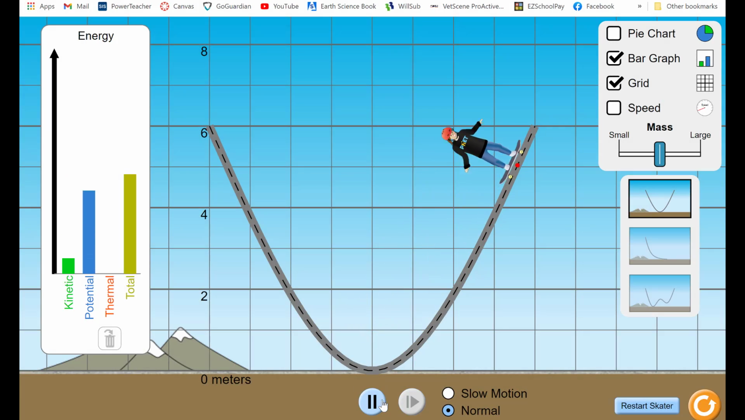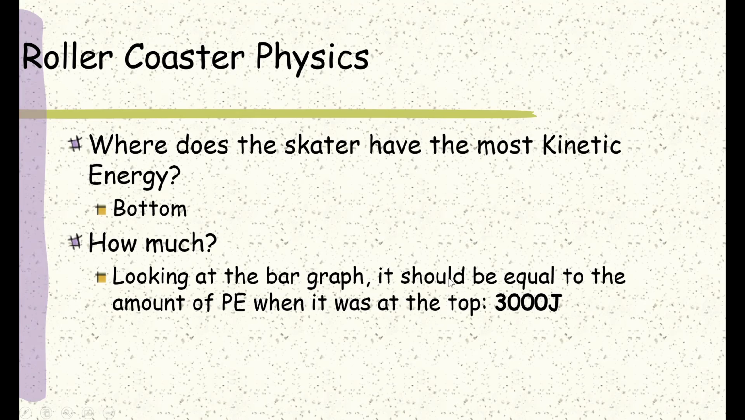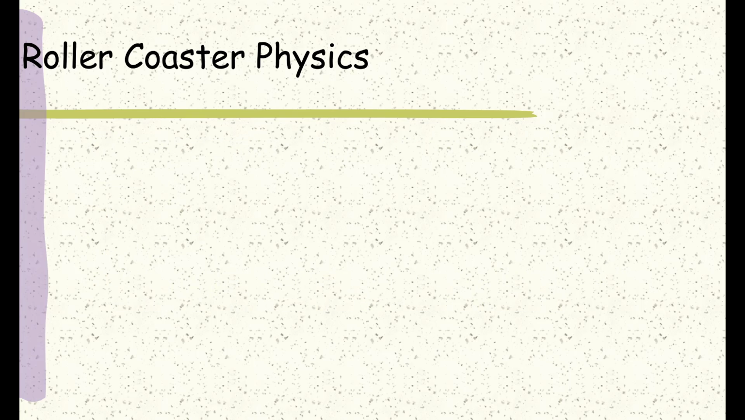All right, notice how at this point, when the bar graph is this high, we have all potential energy, no kinetic energy, and we know at that point we had 3,000 joules of potential. Well, when it starts moving and it gets down to the most kinetic energy, it hits the exact same point. That means that just looking at that bar graph, we know it should be equal to the same amount of potential energy when it was at the top, which was 3,000 joules of energy.